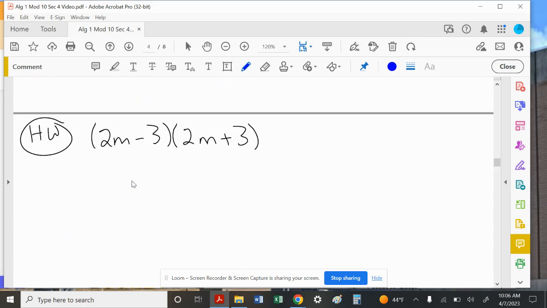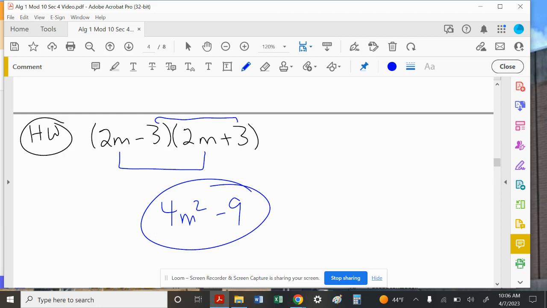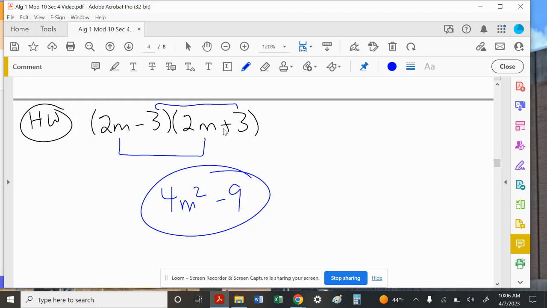2m minus 3 times 2m plus 3. Again, the only difference is the signs. One's a negative, one's a positive. So I'm going to multiply the 2m times the 2m to get 4m squared. Negative 3 times positive 3 to get minus 9. And there's my answer. Okay, again, learning these shortcuts and having them written down is a good way to remember them and to make sure that you understand what to do when you see that type of problem. But again, the FOIL method and the box method would also work.